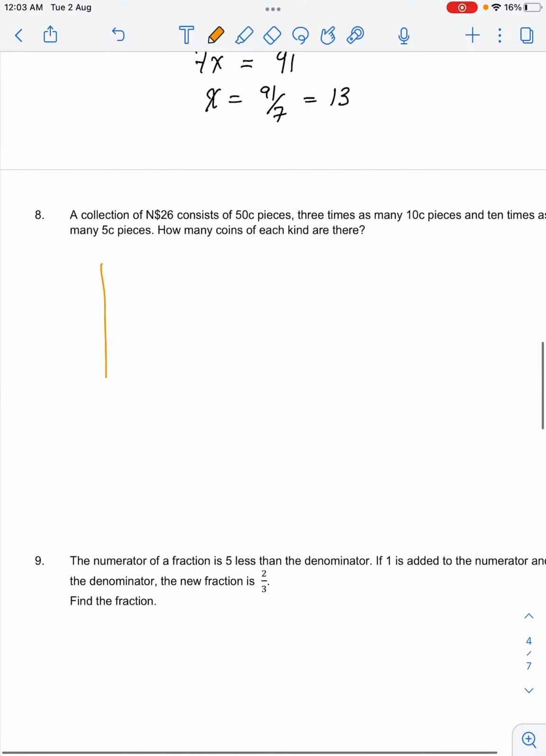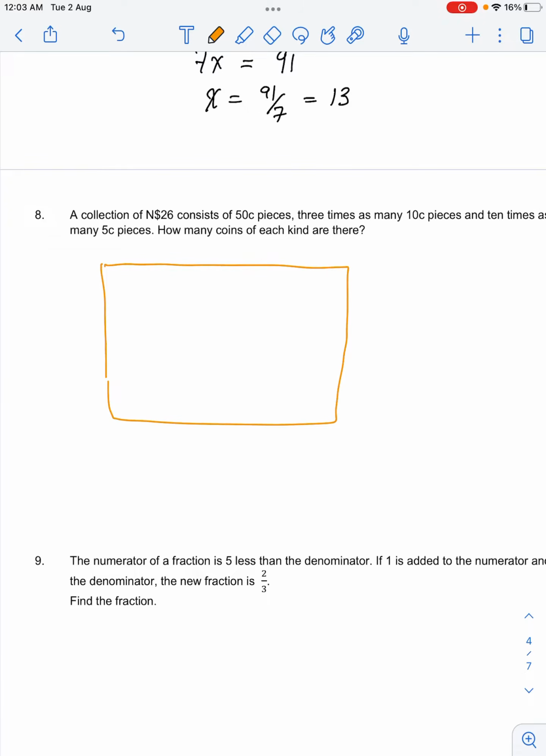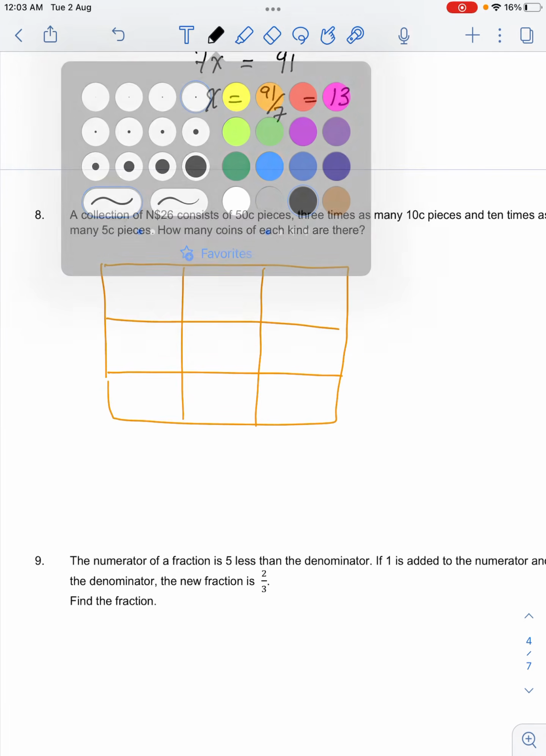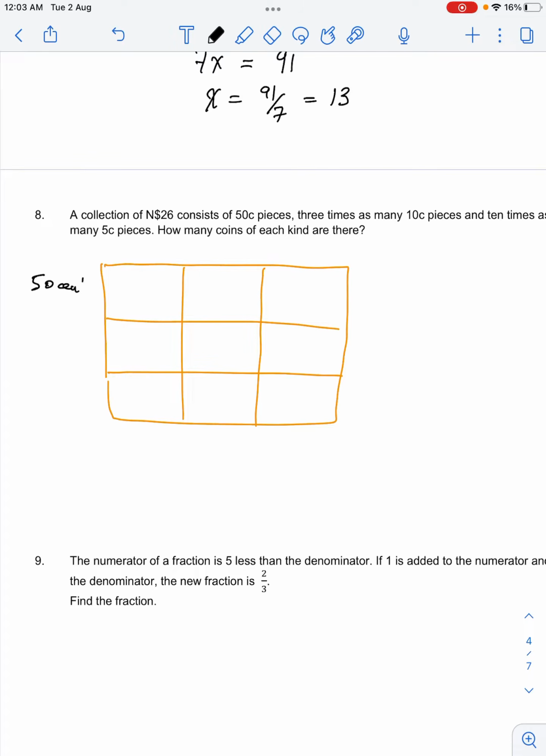Okay, so let me bring my table in then. So I'm going to have my 3 columns and 3 rows. Okay, and also, so I'm going to have 50 cent. So let me just change here. So this is 50 cent row. This will be the 10 cent row. This will be the 5 cent row.